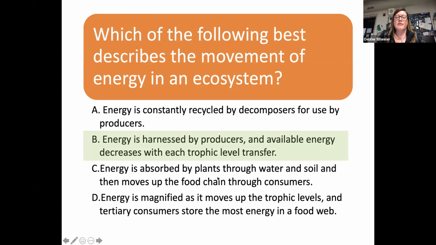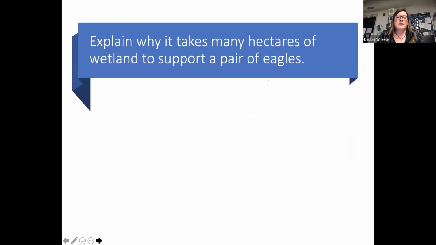It's not uncommon for folks to tell me that the soil is providing energy for producers. The soil provides nitrogen for producers, but it's not providing energy. So we want to make sure we know the difference. Okay. Now let's put some of this knowledge to work. Explain why it takes many hectares of wetland to support a pair of eagles. And let's answer that in chat. So please begin. Why does it take many hectares of wetland to support a pair of eagles?